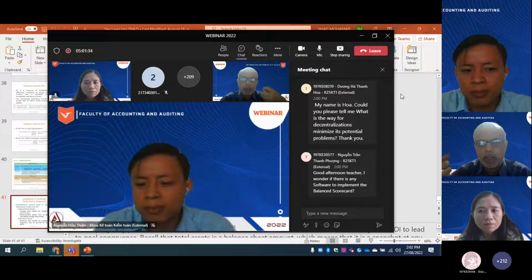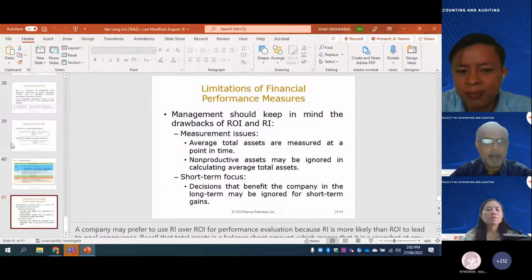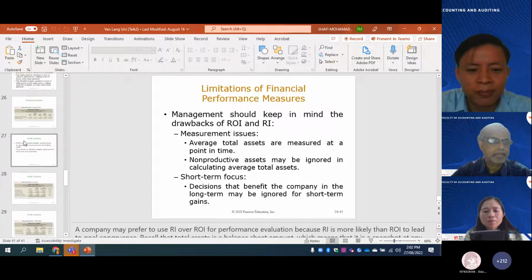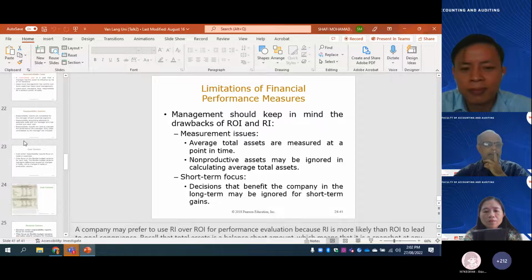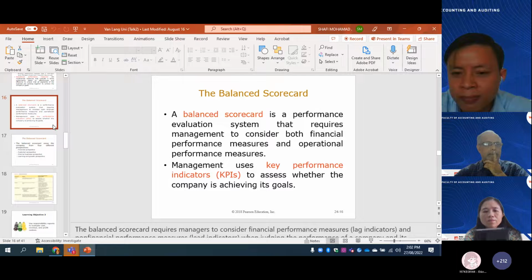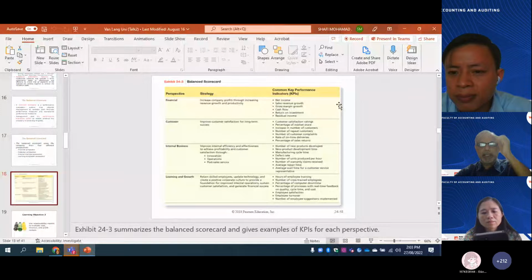What is balanced scorecard? In my presentation just now, in balanced scorecard, we're looking at it from 4 aspects. Looking at it from financial performance and operational performance measures. So we are using KPIs to assess whether the company is achieving its goals. So these are the KPIs we have.